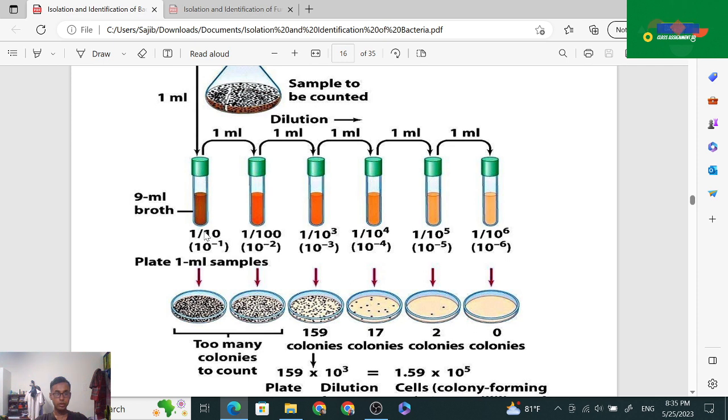If we take 1 gram of the sample and make it 10 ml, this is 10 to the power minus 1. Then if we take 1 ml from this and make it 10 ml, it is 1 by 100, this is 10 to the power minus 2. By this we can make it up to 10 to the power minus 6. So this is the serial dilution.